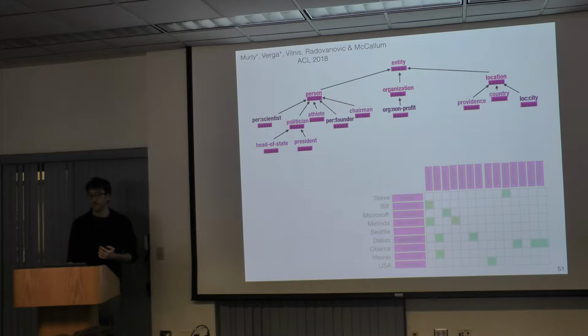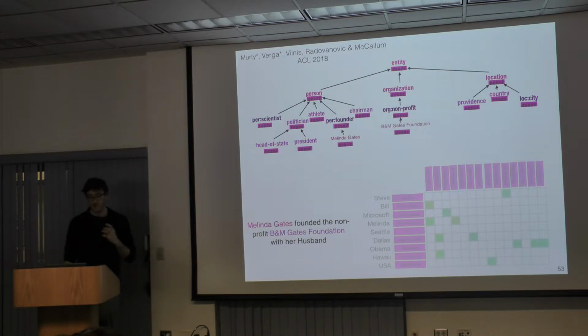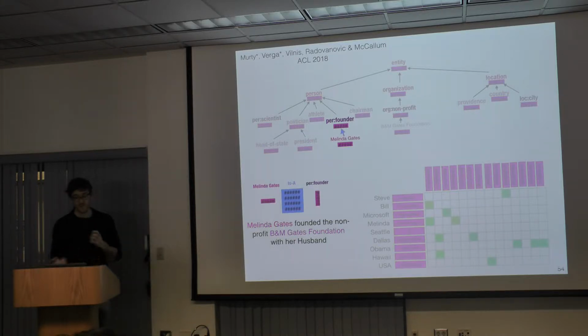So what we'd really like to do is, given some new sentence, map that sentence to a vector whose representation will fall in the appropriate spot in the hierarchy. Here, Melinda Gates should be represented as a founder and a person, and her foundation should be a nonprofit organization. In this setup, we'll score these sentence-type pairs with the same function that we use to score edges in our hierarchy. In that way, we're actually putting the text in the same hierarchy.